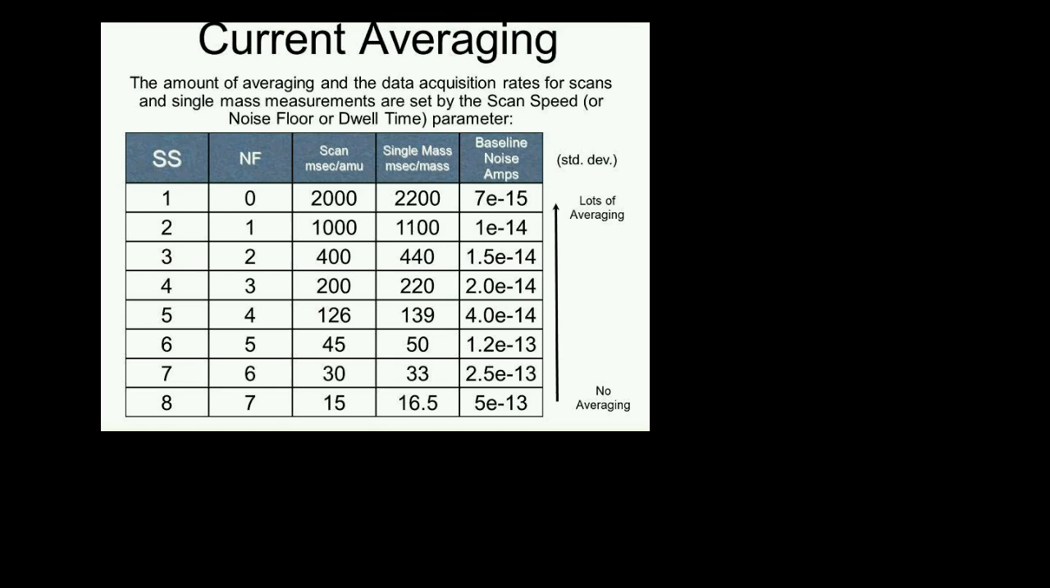And then the minimum detectable pressure is 1.5 E minus 14 amps, which if you divide that by the 1 E minus 4 amps per torr sensitivity of the device, will tell you what the detection limit for the device is in torr. Okay?